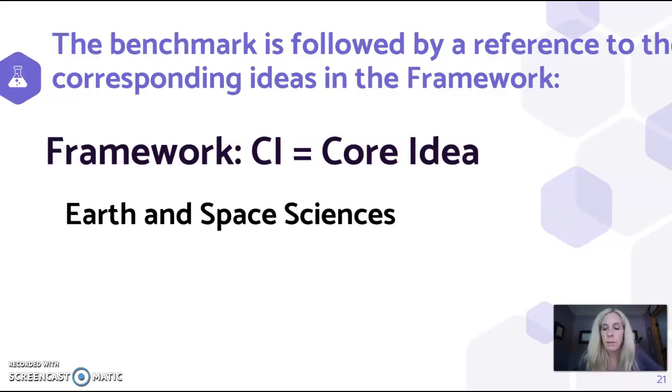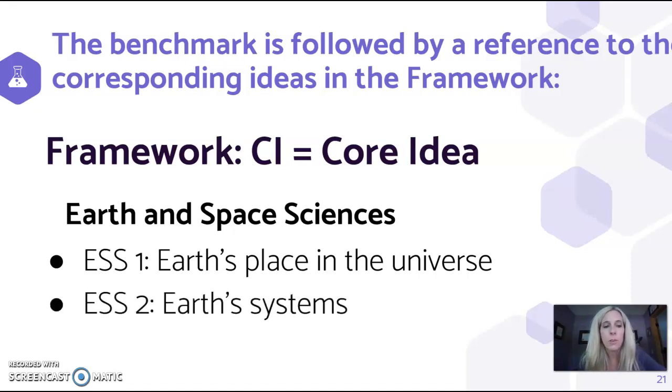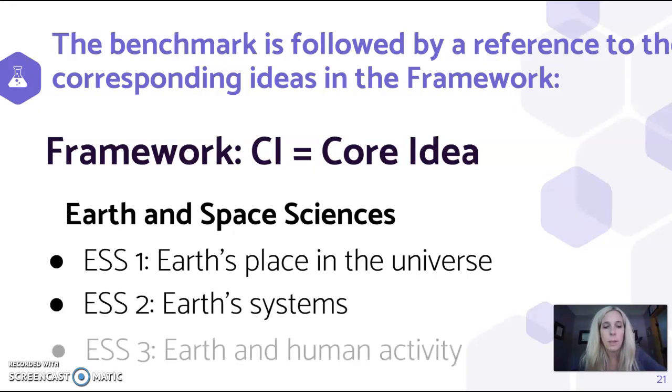The third science piece is Earth and Space Sciences. So if you see ESS, that stands for Earth and Space Sciences. And again, these are the types of questions that will show up on your mastery check. ESS 1 is Earth's place in the universe. ESS 2 is Earth's systems. And then 3 is Earth and human activity.